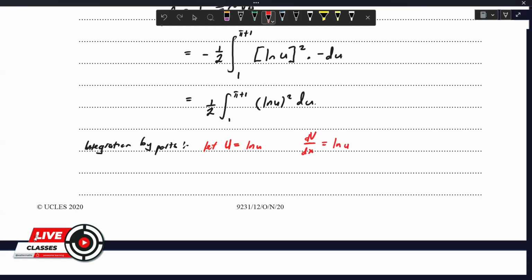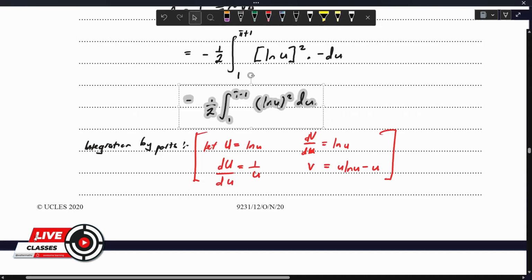It's a product, remember? So du by, let's just say small du, is 1 over u. And here we'll get v to be, if we integrate ln u, we get u ln u minus u. Okay, now carrying it on from here, I'll just copy this and place it down here.